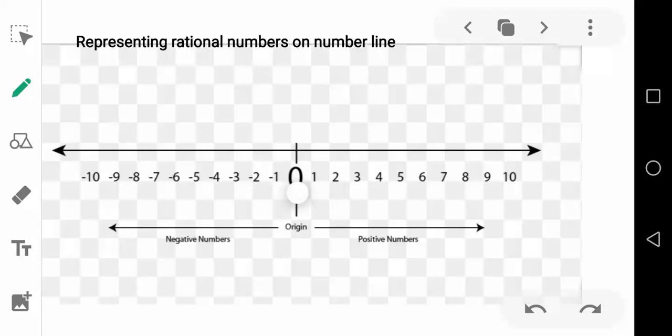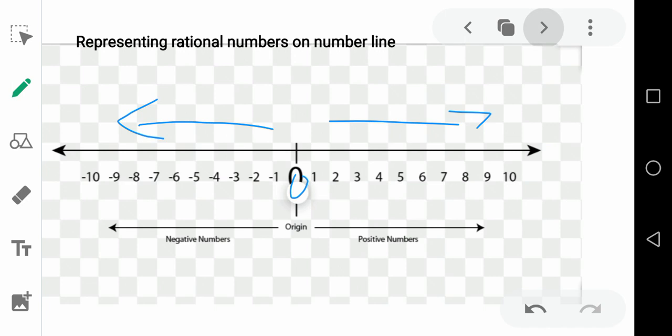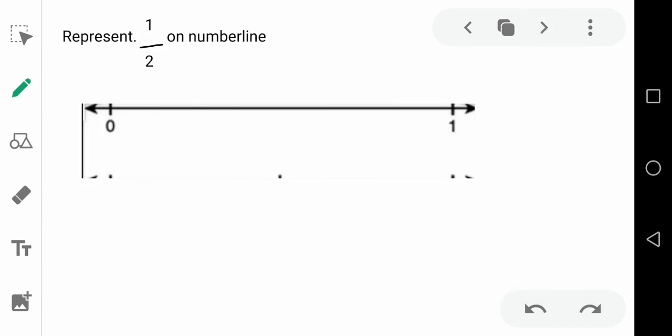In the middle you have 0, which we call the origin. Towards the right of the number line we have the positive numbers, and towards the left we have the negative numbers. This is what a number line is. Now we are going to represent our rational numbers on the number line. First question: represent 1 by 2 on the number line.